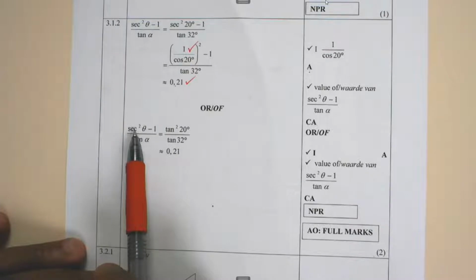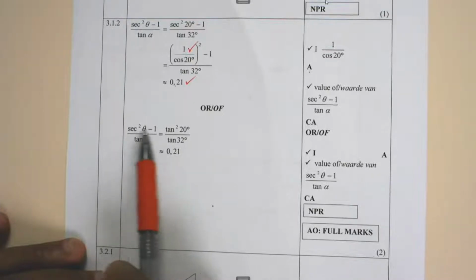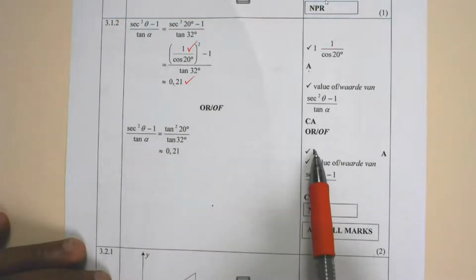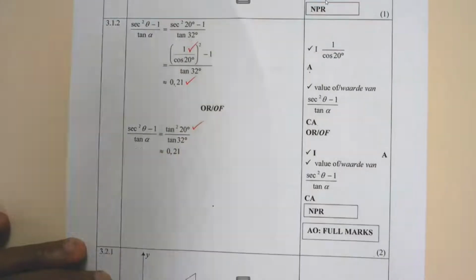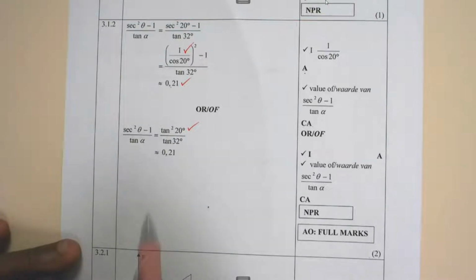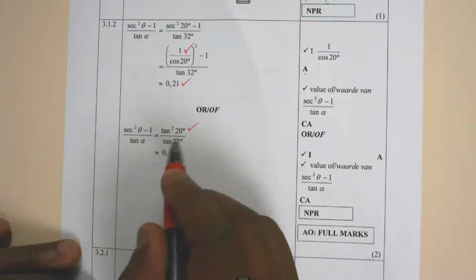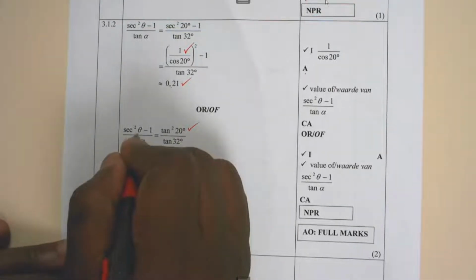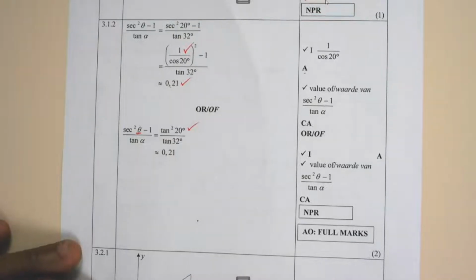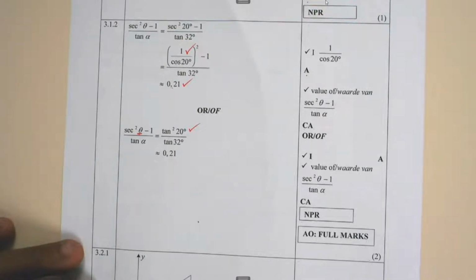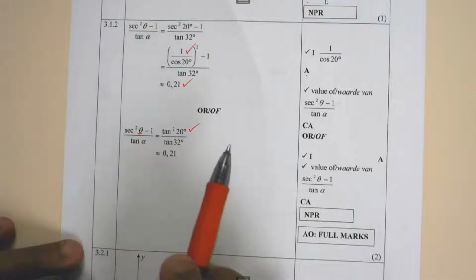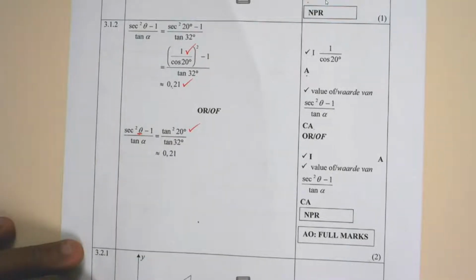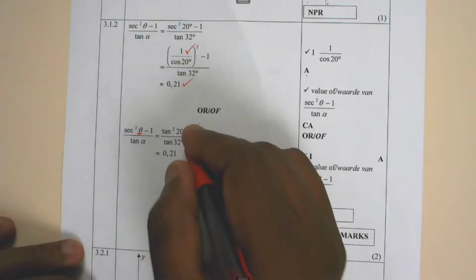Now you have a learner that will change this identity to be tan squared theta. The mark will be for writing sec squared theta minus 1 as tan squared 20 degrees. Why? Because remember you said theta is equal to 20 degrees. Therefore it becomes tan squared 20 degrees divided by tan 32 degrees. And therefore 1 mark for the identity.